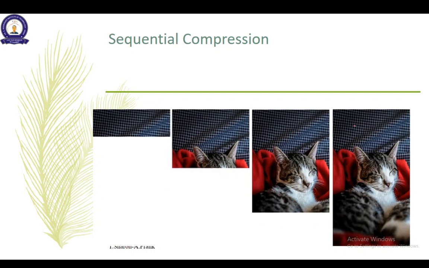So this is nothing but sequential compression, that you will start from the top, and you will start from the left, then you will go right. It's a kind of scanning which you do. So the compression will happen in this manner.